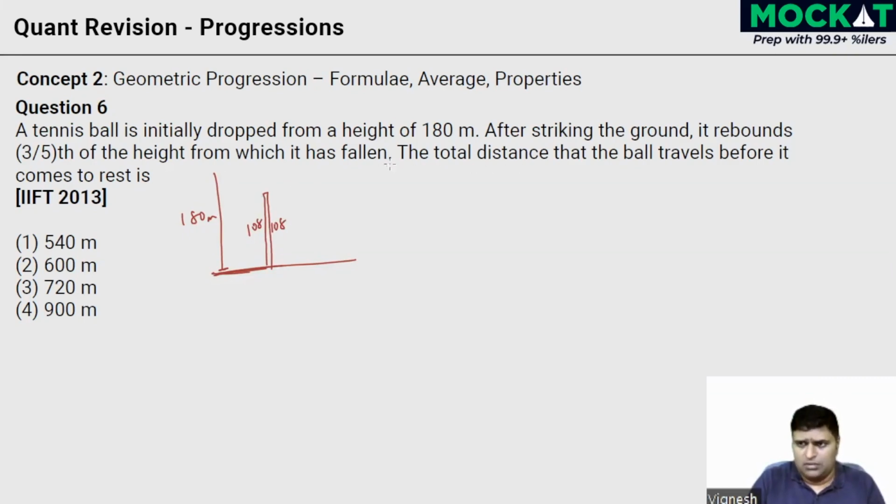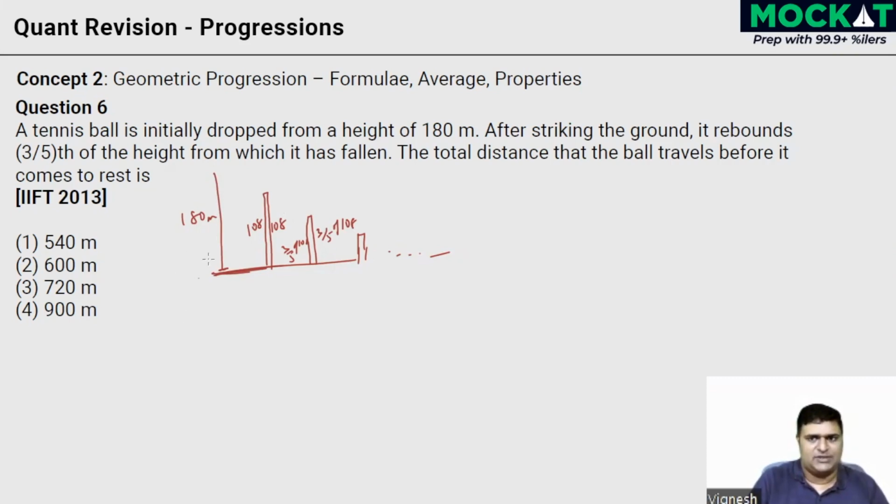Then, what does it say? After striking the ground, it rebounds 3/5 of the height from which it has fallen. We need the total distance the ball travels before it comes to rest. Which means if it comes down, again it's going to go 3/5 of the height and come back over here. 3/5 of 108, and this is also 3/5 of 108. This continues. There's a set pattern and it keeps reducing and finally it's going to come to rest. In the sum of all of these, 3/5 is used every time as a multiple. That's the common ratio. Sum to infinity it looks like, and it is.